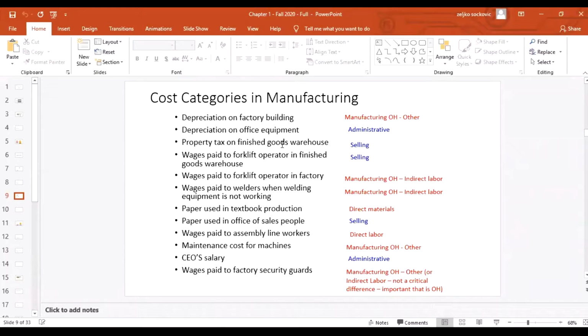Property tax, same thing. You might have property tax on a factory and on a finished goods warehouse. What's the difference? Property tax on the factory will go into manufacturing overhead, but property tax on the finished goods warehouse will go into selling, because we already made the product. Okay, so go to this slide in your narrated lectures.